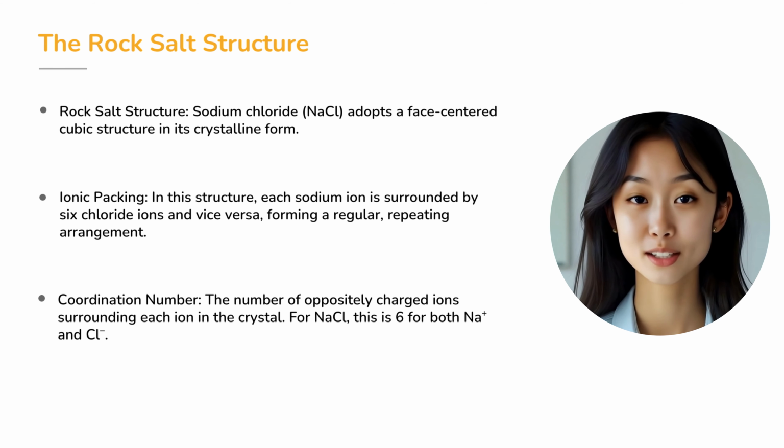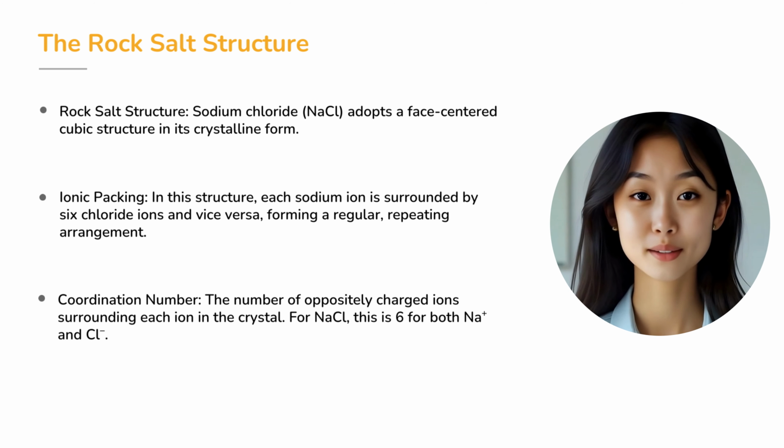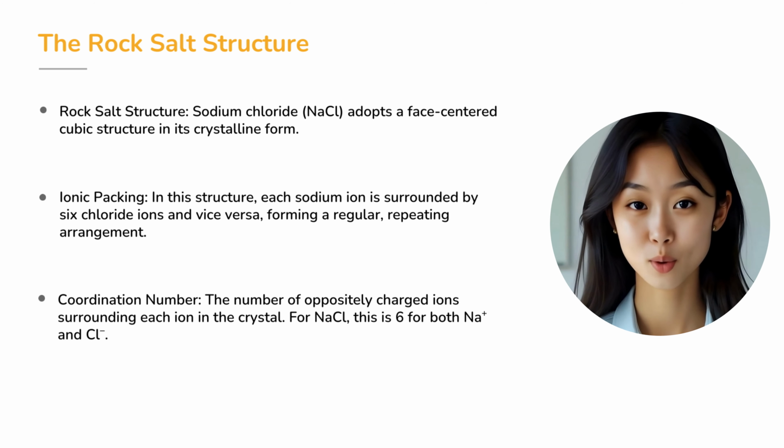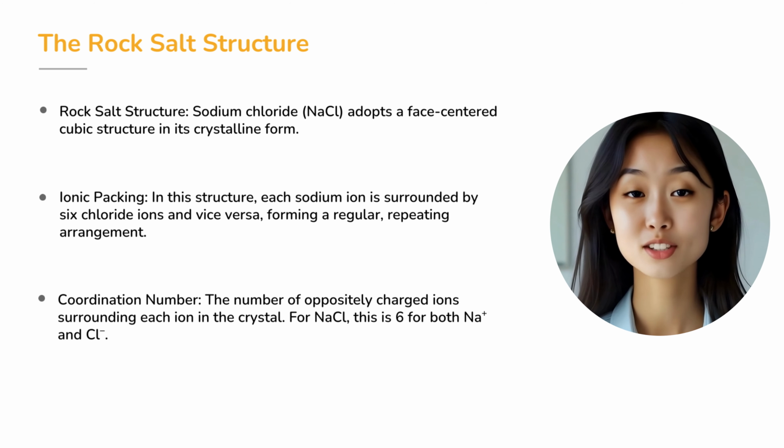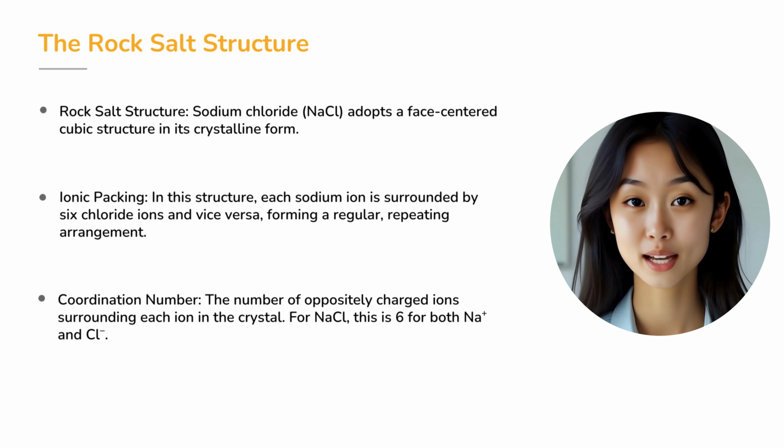The number of oppositely charged ions surrounding each ion is known as the coordination number, and in sodium chloride, that's 6. It's like a well-organized community where each person has 6 neighbors, ensuring everyone is balanced and stable.